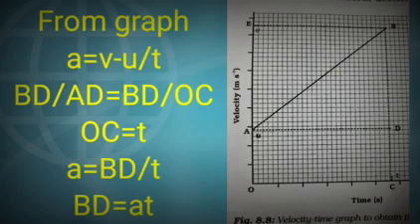The next one is the definition of the acceleration. A is equal to V minus U by T. Already previously we have found V minus U is equal to BD, and T is none other than AD. Again it is equal to BD by OC because AD is equal to OC. OC is none other than time. So in the equation you can substitute A is equal to BD by T. Bringing T this side, BD is equal to AT.